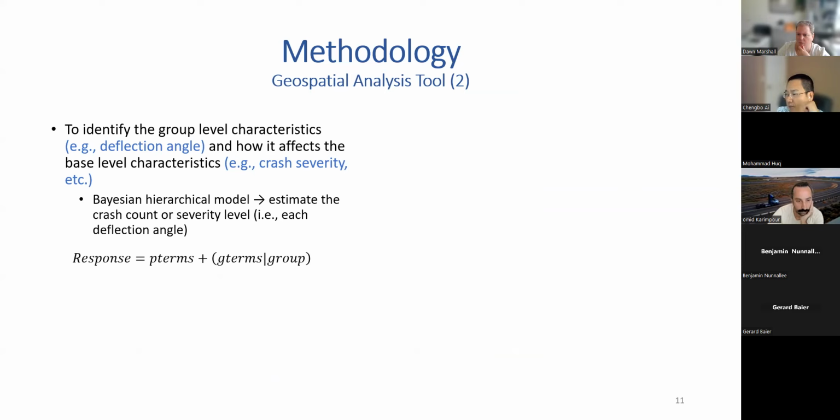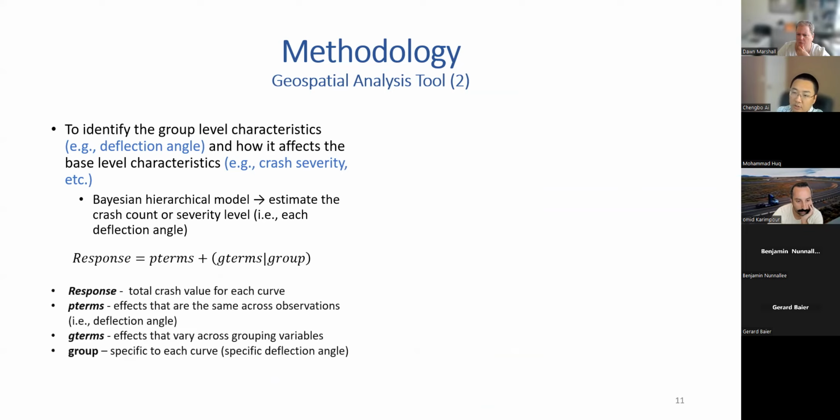There's a response, and then there is a P term, and then the group term, the G term, on each given group. The response would be the goal, right? What's the crash value of each curve? It can be either a crash count or crash severity. The P term is the effects that are the same across different observations. Here, it is observation by observation, crash by crash. At the same curve, what other different crashes happen? Similar curves certainly have the same deflection angle.